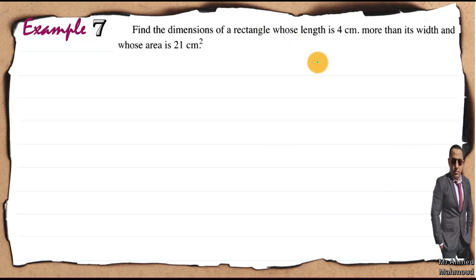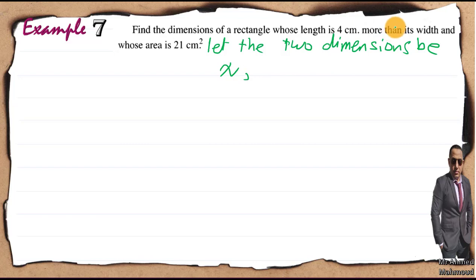Okay. Let the two dimensions be x, comma. Here its length is 4 more than its width. Okay, so 4 more than, if the first is x, then the second is x plus 4.